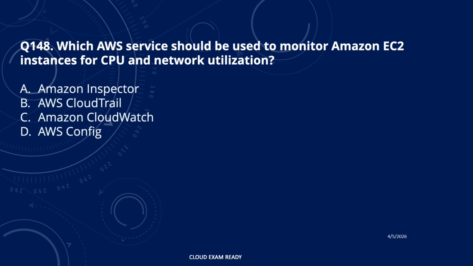Next, question number 148. Which AWS service should be used to monitor Amazon EC2 instances for CPU and network utilization? So we have options. Option A, Amazon Inspector. Option B, AWS CloudTrail. Option C, Amazon CloudWatch. And option D, AWS Config. So the correct answer here is option C, Amazon CloudWatch. So whenever we want to monitor EC2 instances for CPU and network utilization, we will go for Amazon CloudWatch.